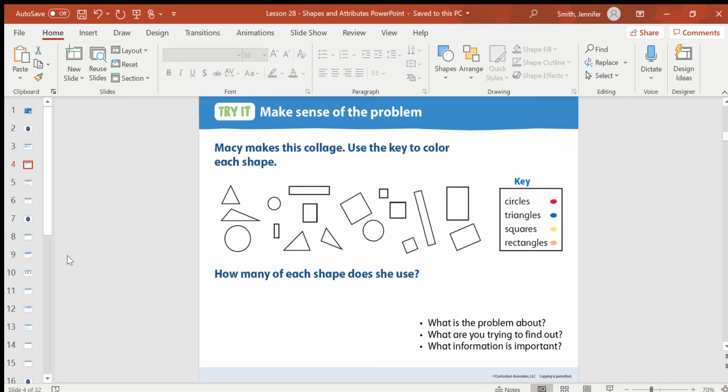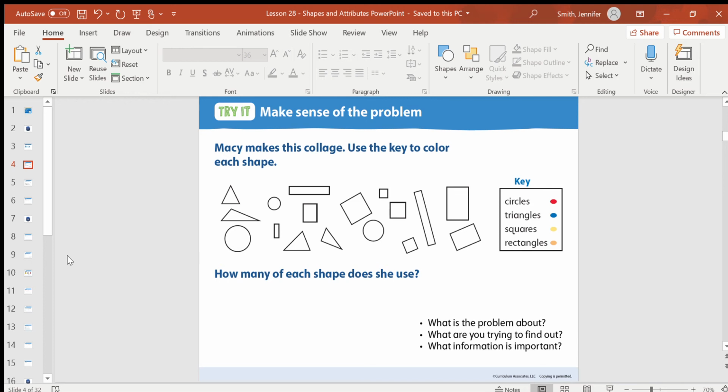Let's do our problem for today. Macy makes this collage. Use the key to color each shape. How many of each shape does Macy use? What is the problem about? The problem is about shapes. What are we trying to find out? We're trying to find out how many of each shape Macy uses.